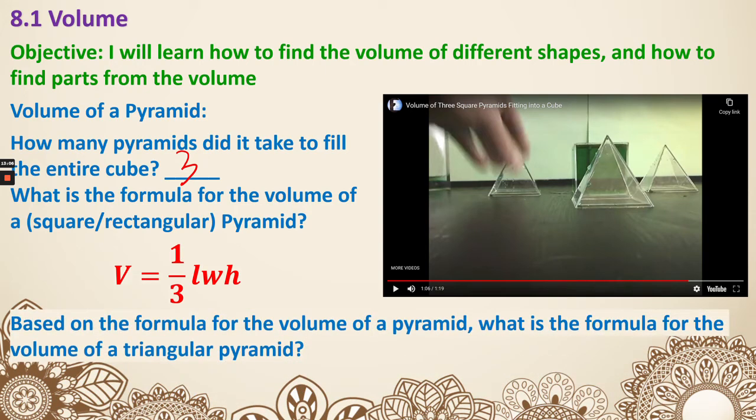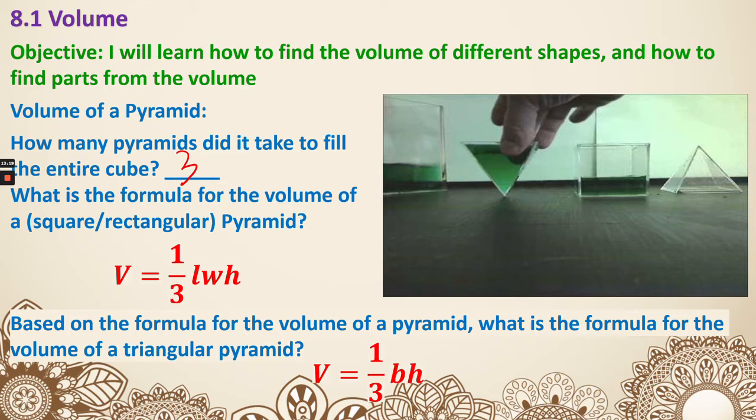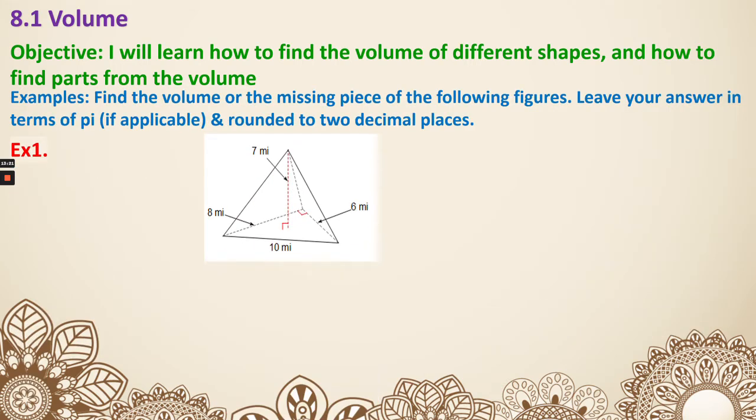Next, based on the formula for the volume of a pyramid, what is the formula for the volume of a triangular pyramid? And that is 1/3 the base area times height. It's related to a triangular prism. Now let's have a look at how we can use these to solve some examples.